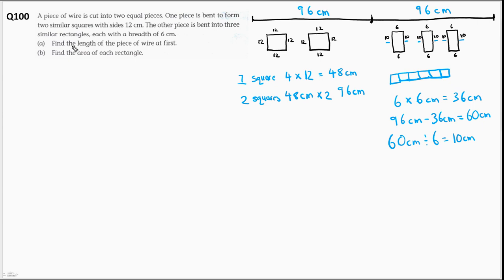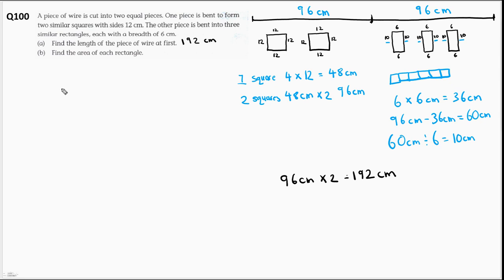Let's have a look. It says find the length of the piece of wire at first. Well, we know we've got 2 halves. Each half is 96. So if we multiply 96 centimeters by 2, well, that is 192 centimeters. So that's our first answer here, 192 centimeters. And what about this? Find the area of each triangle. I'm sorry, each rectangle.